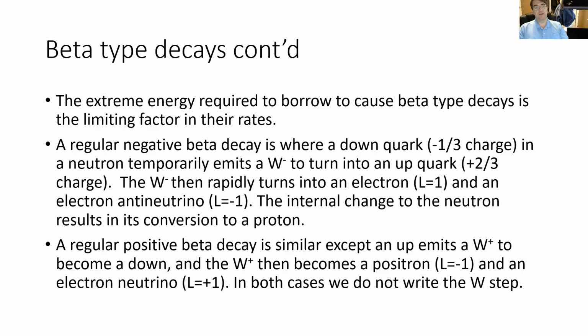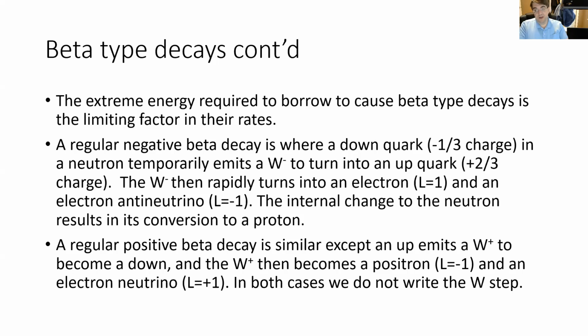A negative beta decay will end up being where you have a down quark inside of a neutron. Temporarily, that down quark will spit out, borrowing the energy to spit out, a W particle. So it turns into an up quark. And then the negative W particle rapidly turns into an electron and an anti-neutrino.